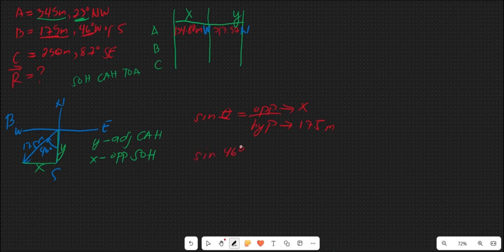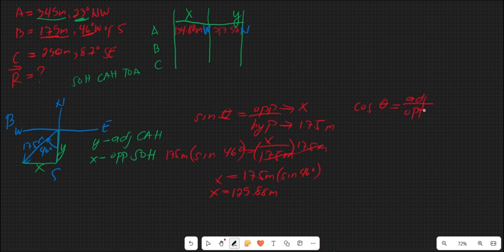Rewriting the equation, now we have sine 46 degrees is equal to x over 175 meters. Let's multiply both sides by 175 meters to cancel out the 175 meters on the right side. And now we are left with the equation x is equal to 175 meters multiplied by sine 46 degrees. And that will give us 125.88 meters.